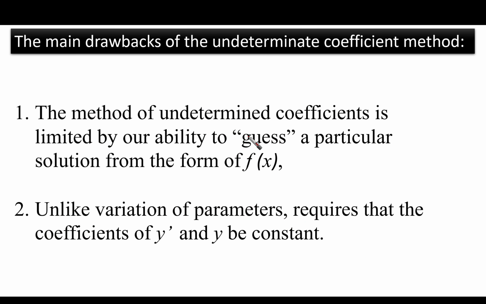Now let's wrap up by ending with the main drawbacks of the undetermined coefficient method. We have two drawbacks actually. The first one is that the method of undetermined coefficients is limited by our ability to guess. We need to guess every time. We need to guess a particular solution from the form of f of x, which is sometimes a little bit difficult, not easy, not straightforward.